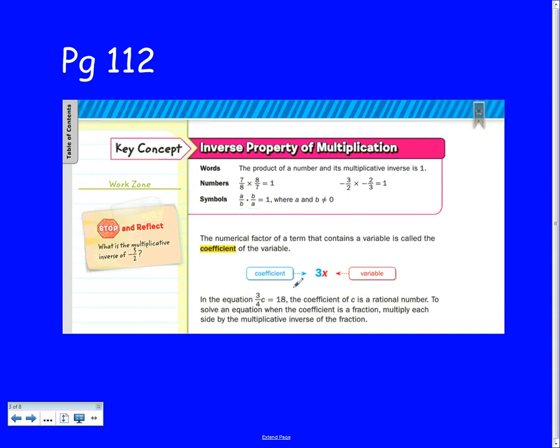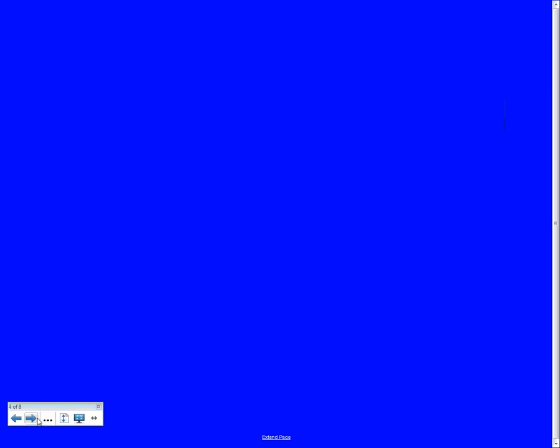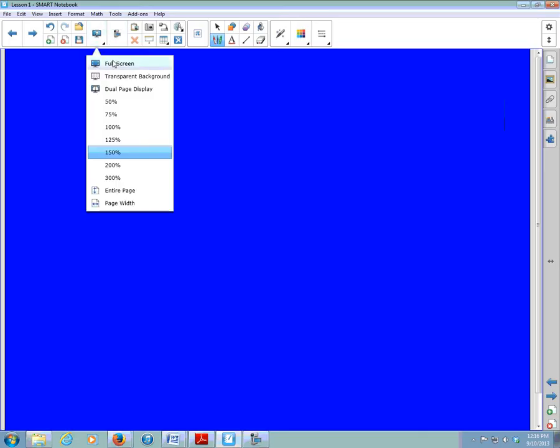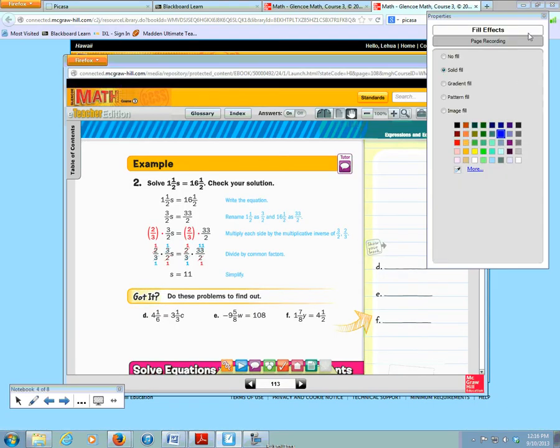Okay, so again, we have terms in our equations, and the way it works is we have our coefficient, in this case 3, and our variable, which is x. So in the equation 3/4 c equals 18, the coefficient of c is a rational number, or 3/4. So when we have that rational number, to solve the equation, we want to multiply each side by the multiplicative inverse of the fraction. Okay, so to show you this, I'm going to show you a problem.